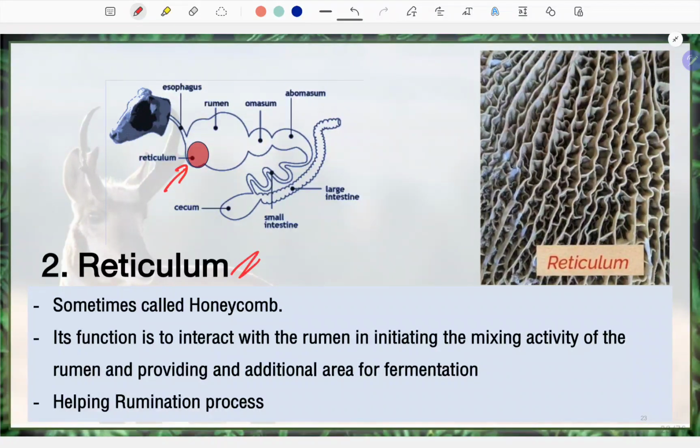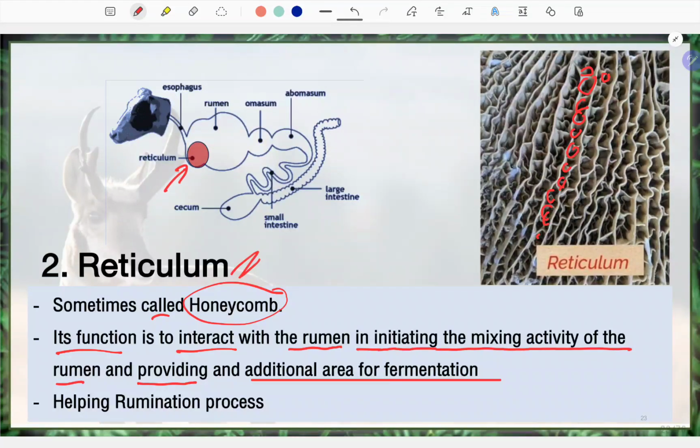Reticulum, this is part of the reticulum here. Sometimes it is called honeycombs, something like this one. Okay. Its function is to interact with the rumen in initiating the mixing activity of the rumen and providing additional area for fermentation, helping the rumination process. Okay, what is the rumination process?